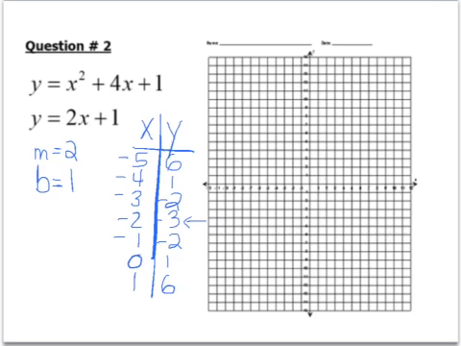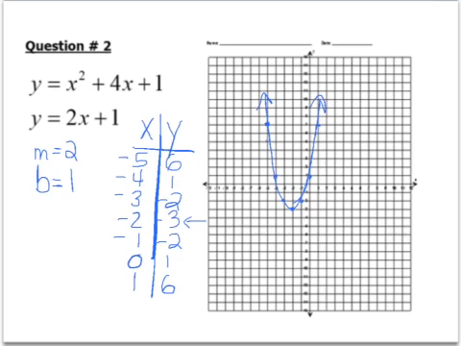So if I plot these ordered pairs at -5, positive 6, -4, positive 1, -3, -2, -2, -3, and then we turn, I get a U-shaped parabola. That looks like this.